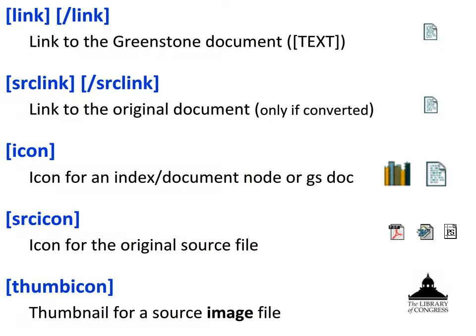Icon is either the bookshelf index node icon at the index level, or the Greenstone converted document icon at the document record level. Source icon is the icon for the original source file. Typically, by default, that's used with source link to the original file, but you don't have to. The thumbnail icon, of course, is the thumbnail of any image file, the source file.